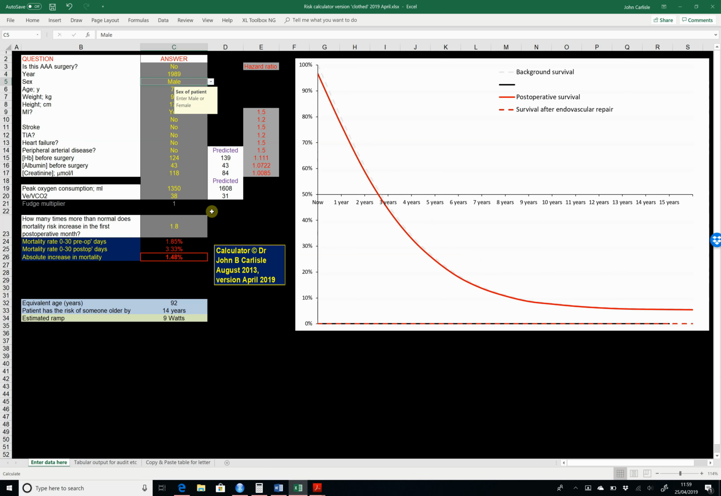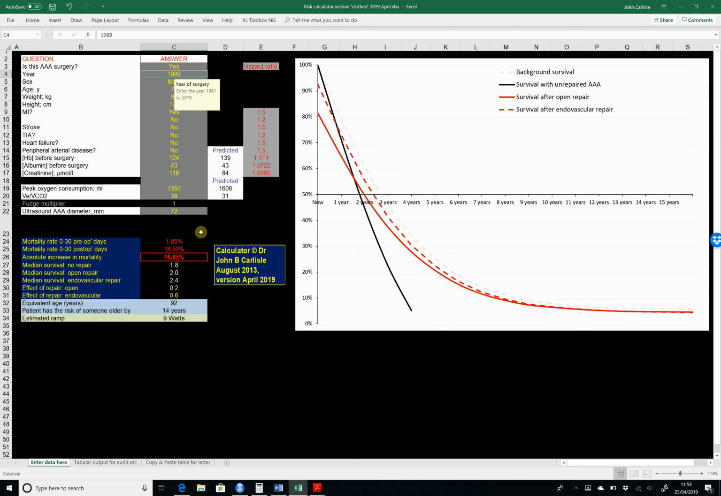So is there much more to it? Not a lot. That's what you put in most of the time. If you put in yes to AAA surgery, then you no longer have to put in a value in here. What you do need to put in is the diameter, maximum diameter of the aneurysm. Here's 72 millimeters. And you'll see that there are 2 additional lines.